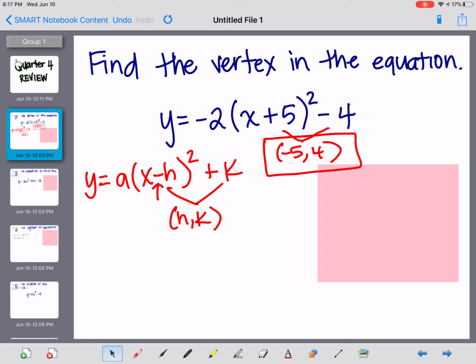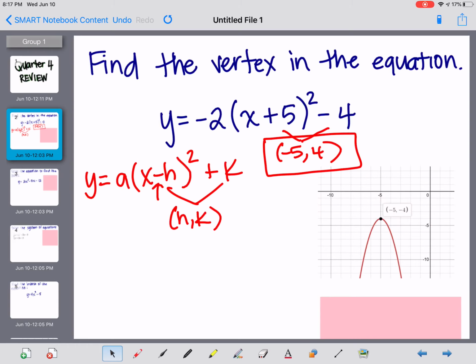Now, if you get stuck, remember that you can always look at the graph. So if you were to put this into Desmos and you graphed it, you would also find that the vertex would be at negative 5. Oops, I made a mistake actually, didn't I? That's negative 5, negative 4. Okay, so this stays the same, and this you always make opposite to get your vertex there. Okay?